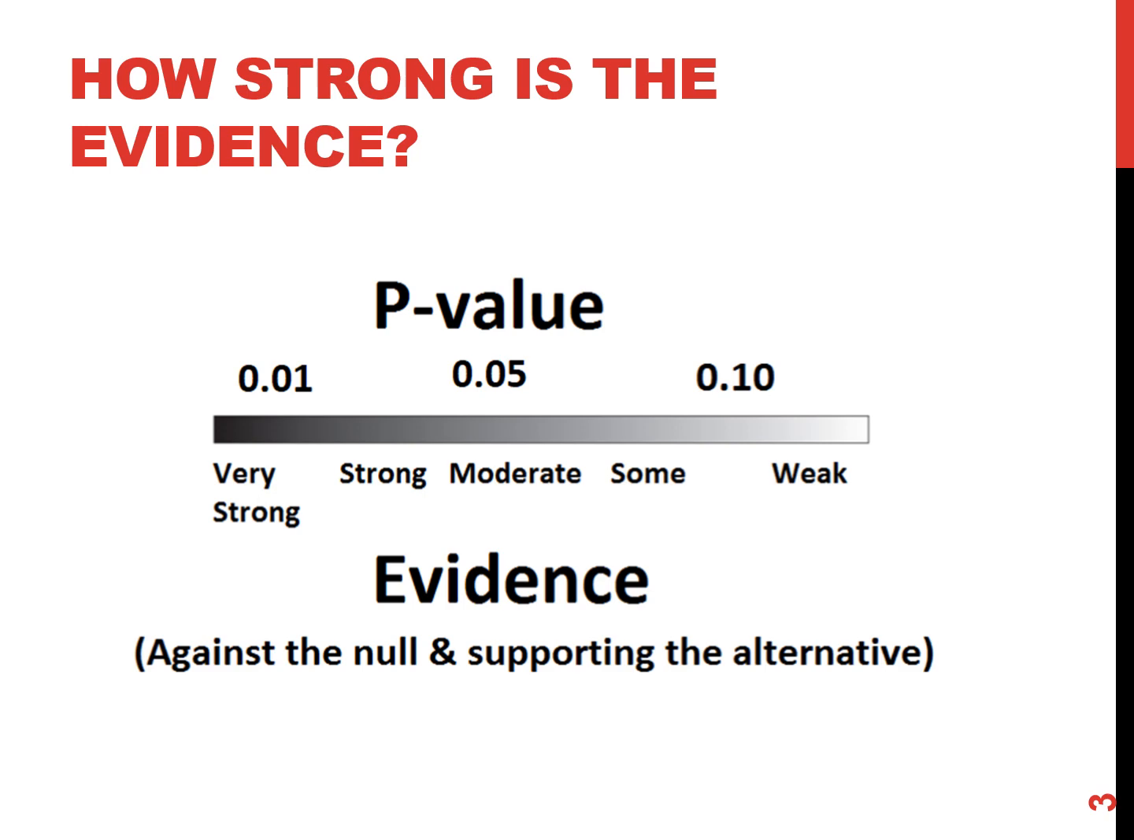When we're using the p-value to think about how strong the evidence is, the smaller the p-value, the stronger the evidence is against the null and in support of the alternative. And what we consider small is very small in statistics for this sort of measure of evidence. So something below 0.01 would be considered very strong evidence against the null hypothesis. Anything above 0.10 would be weak evidence against the null hypothesis, and everything else falls in the shades of gray in between.